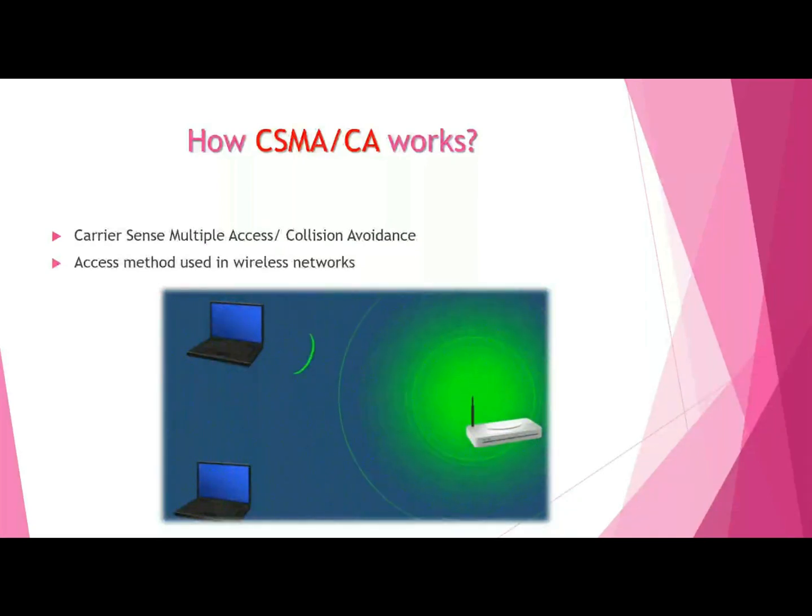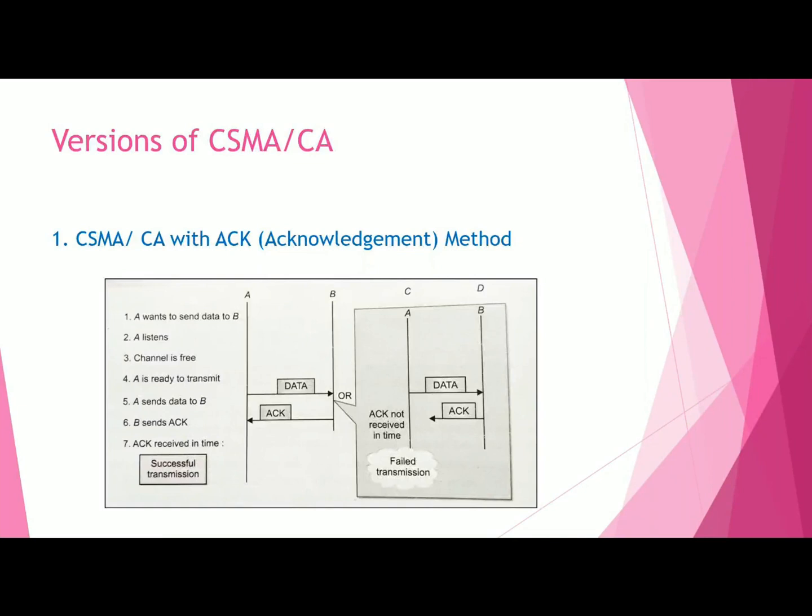In CSMA CA, as soon as a node has a data packet to send, it checks whether the channel is clear, that is, whether no other node is transmitting at the time. If the channel is not clear, the node waits for a randomly chosen period of time and then checks again to see if the channel is clear. This period of time is known as the backoff factor and is counted down by a backoff counter. If the channel is clear when the backoff counter reaches 0, the node transmits the packet. If the channel is not clear when the backoff counter is 0, the backoff factor is set again and this process is repeated. There are two versions of CSMA CA.